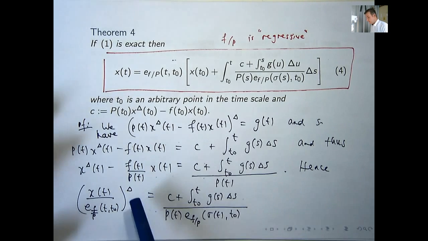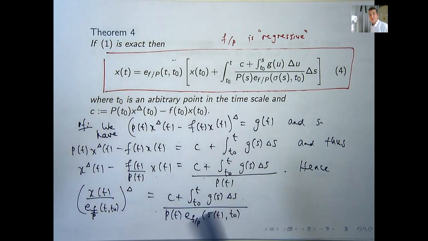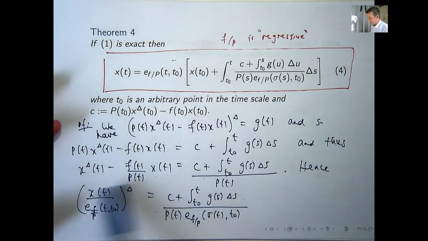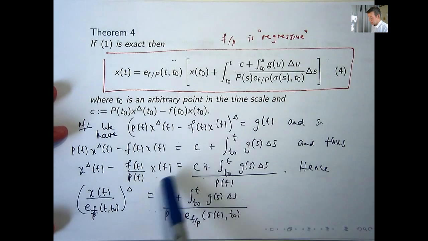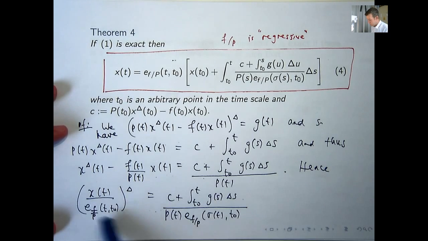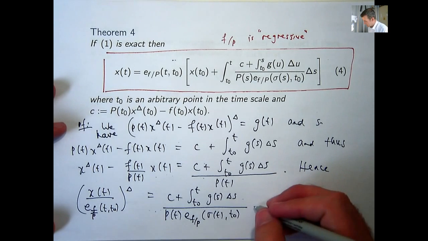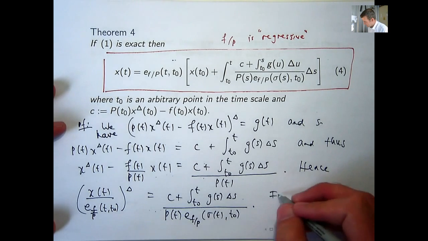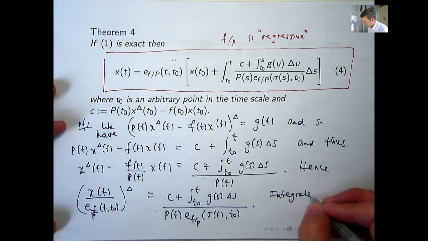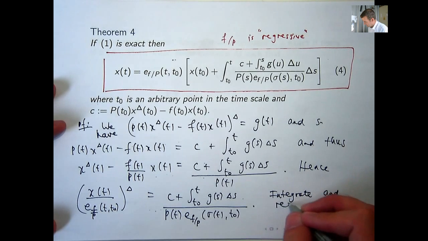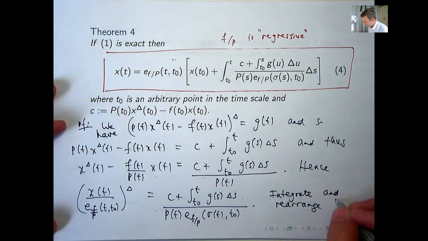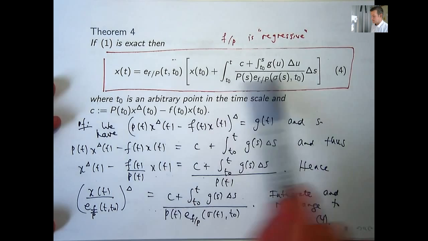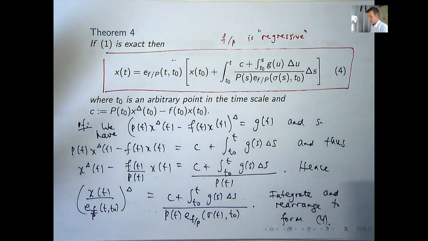Okay, so this involves essentially the quotient rule. Okay, so now what I can do is I can take the delta integral of both sides, and then just bring this exponential up to the other side. So I'm not going to put those details in, but it's pretty easy to get back to 4 from this. Just integrate and rearrange. Okay.